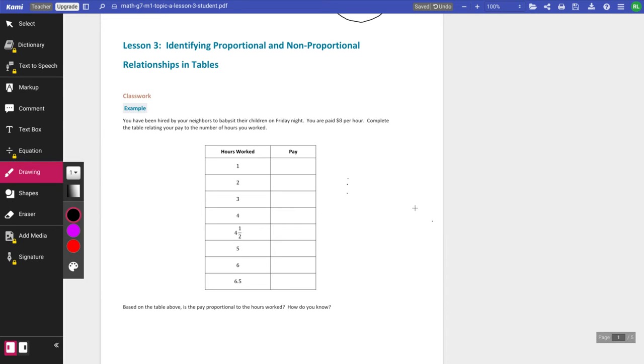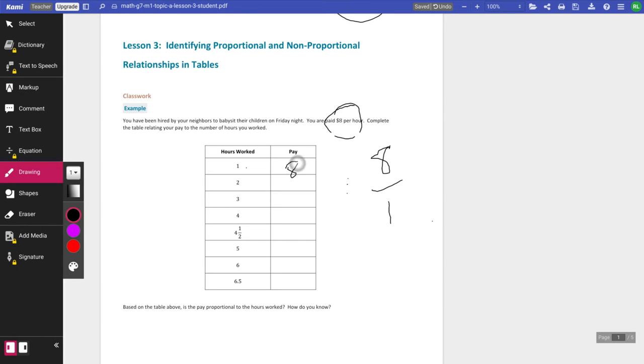You have been hired by your neighbors to babysit their children on Friday night. Good information, doesn't help me really with the problem. All right, you are paid $8 per hour. That does help me. Complete the table relating your pay to the number of hours you worked. Well, all I have to do here is, for every 1 hour worked, my unit rate is 8/1. Every 1 hour worked, I'm making $8.